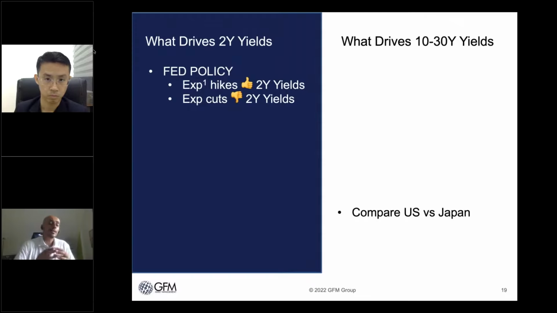If the market expects the Federal Reserve to hike interest rates, you're going to expect the 2-year yield to go up. If the market is expecting the Federal Reserve is going to cut interest rates within the near term, the 2-year yield is going to go down. It's pretty much going to reflect the market expectation of Fed policy over the next 2 years.